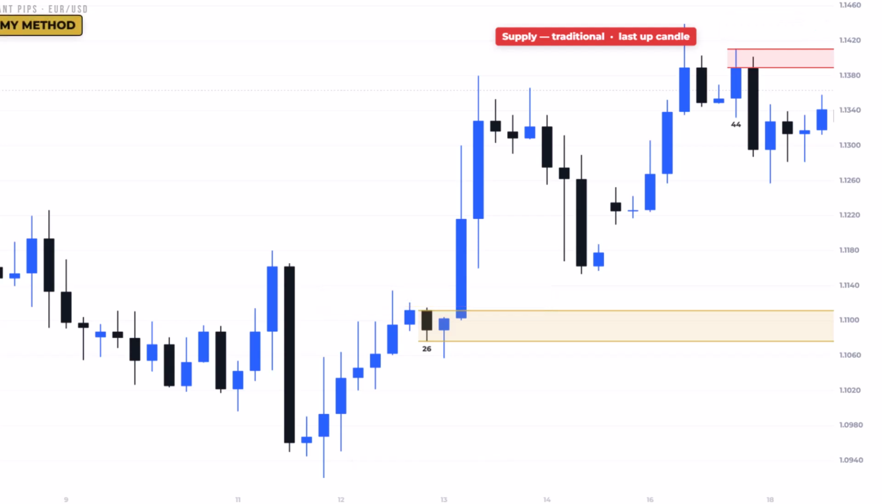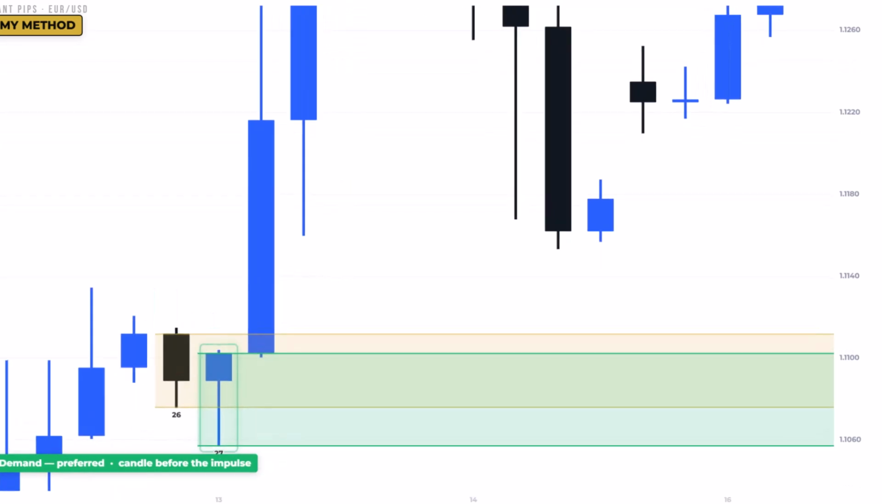The second one is the method I personally prefer, and I'll be straight up with you. I kind of taught myself supply and demand a little differently, so over time I built my own approach. Instead of that last opposing candle, I use the last candle before the impulse. The impulse is just that explosive move, up or down. So I mark the very last candle right before price takes off.